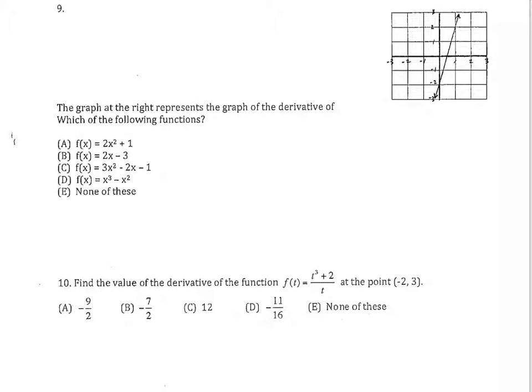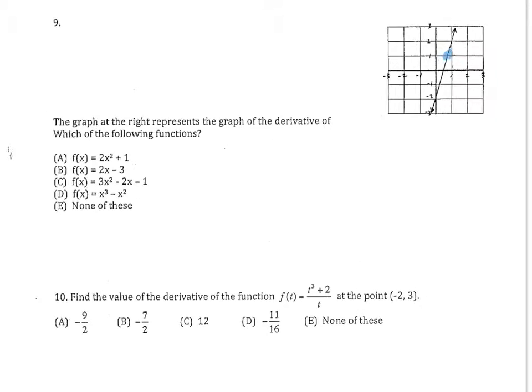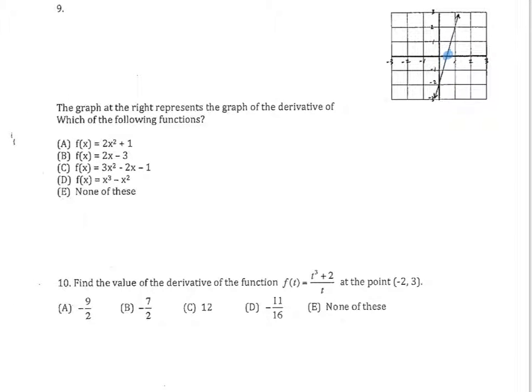Number 9, you've seen this problem, I believe. The graph at the right represents the graph of the derivative of which of the following. Okay, and so this is the derivative. If you zero in on a couple of things here, I would zero in on that point right there. We know that it's important here that this function goes from negative numbers, negative slope, to 0 slope, to positive numbers. So it's a parabola. Okay, so we're expecting a parabola.